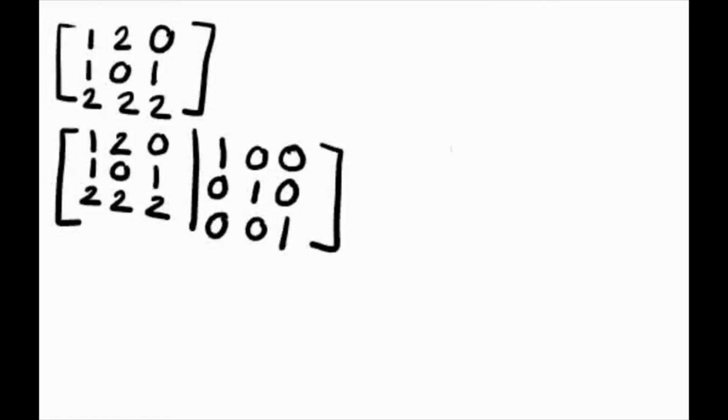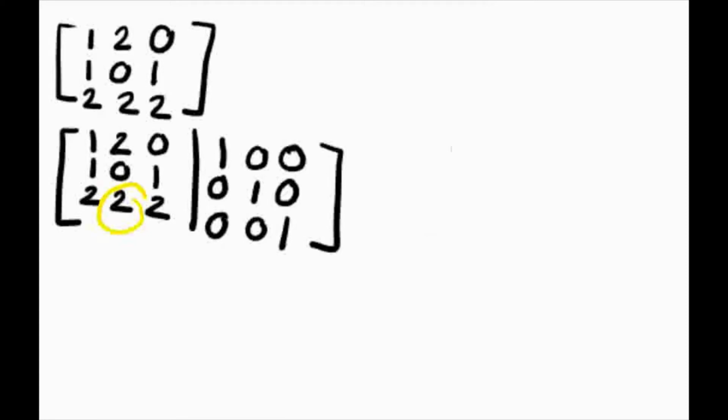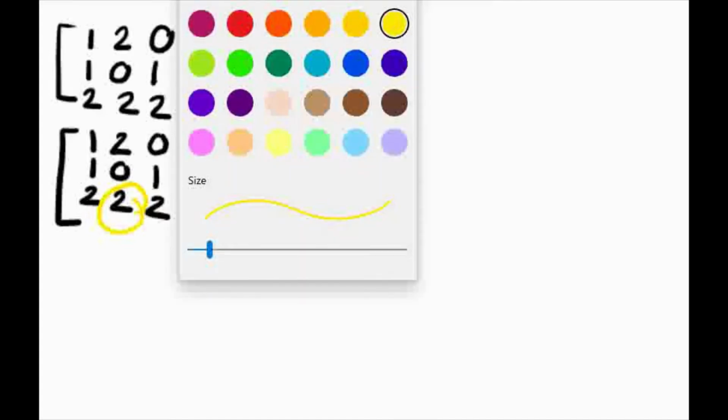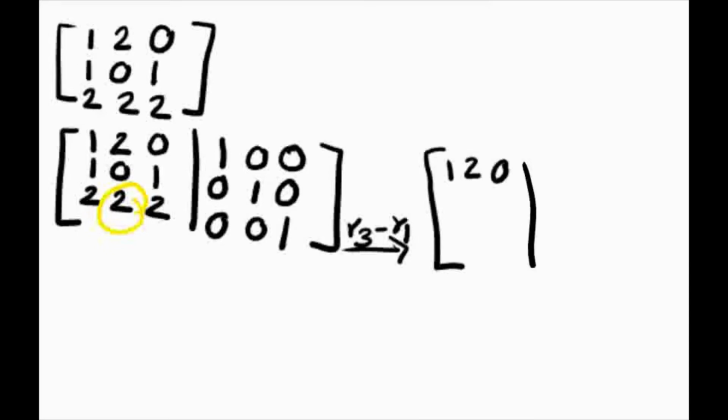The first and easiest way that I can see, I can change this one to 0. So I'm going to change the color to yellow. I'm going to make this one 0 because to me this looks like it's going to be easy. You might see another one that's easier, you can go with that. And we are changing the last row and we are taking R3 minus R1. So this one minus this. My first row won't change.